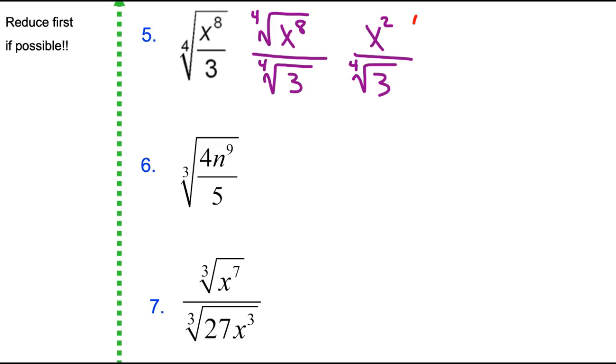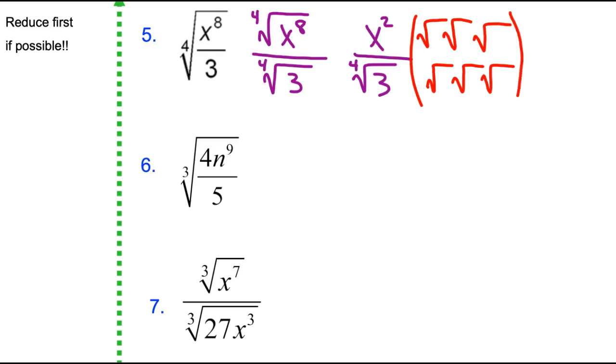So we got to multiply by how many more? 3. I could write out the fourth root of 3 cubed, but I think that kind of tends to confuse you, so I'm just going to write it all out.